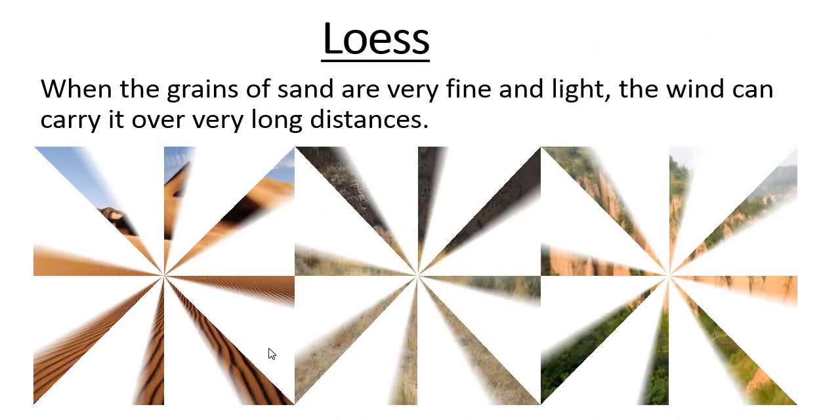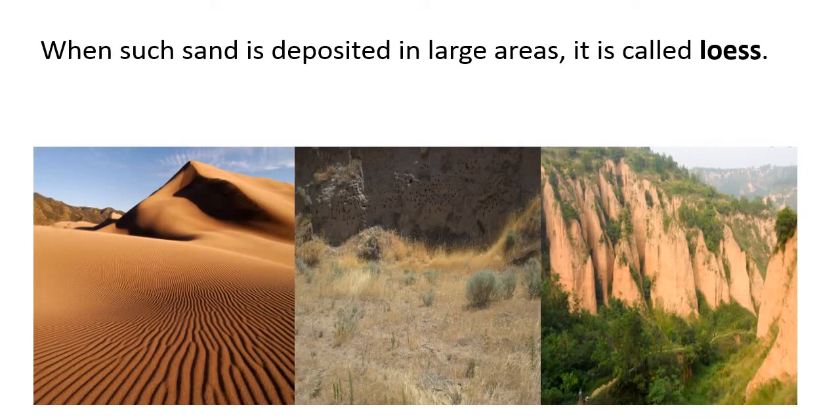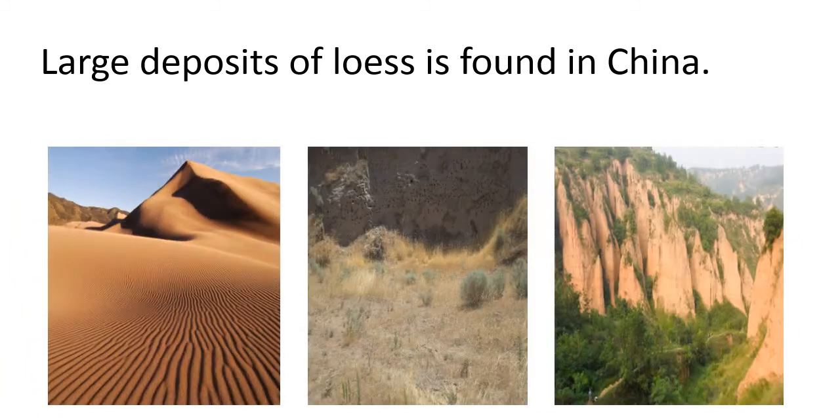The next feature which is seen is loess. Now how is loess formed? When the grains of sand are very fine and light, the wind can carry them over very long distances. Because of the fine and light particles, wind can carry these sediments a very long way. When such sand is deposited in large areas, it is called loess. Large deposits of loess are found in China.